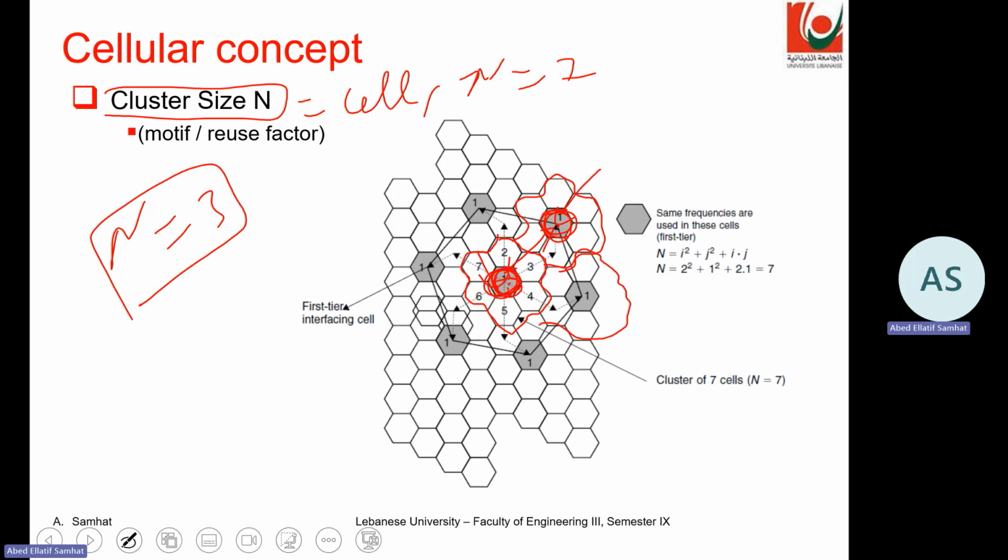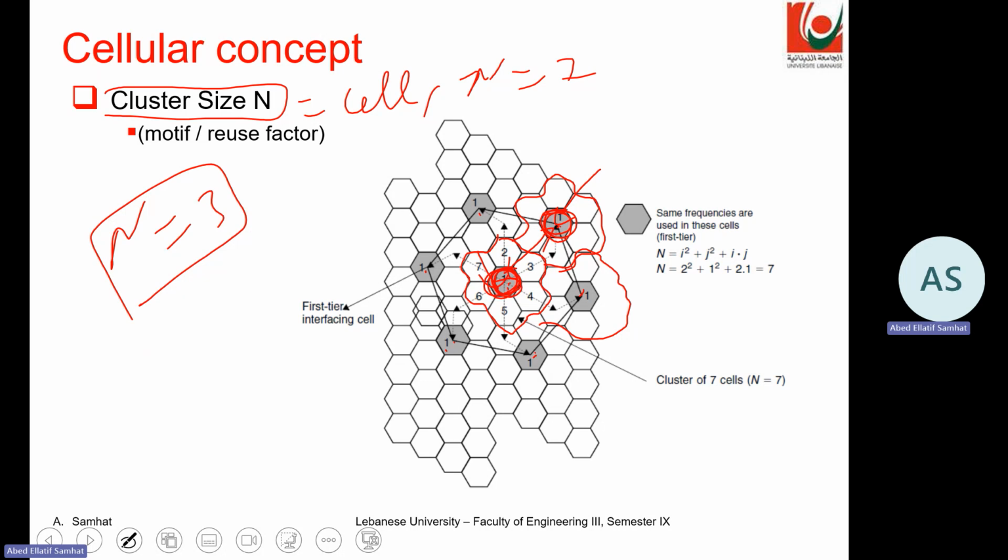We are using the same frequencies on those cells because they are in different clusters, so we can use the same frequencies. In this case, we should find the distance in order to avoid the interference between them.